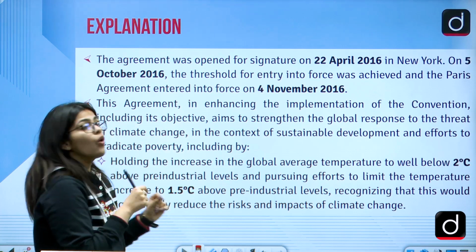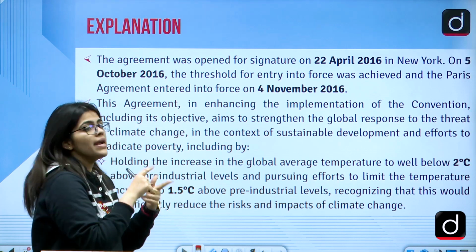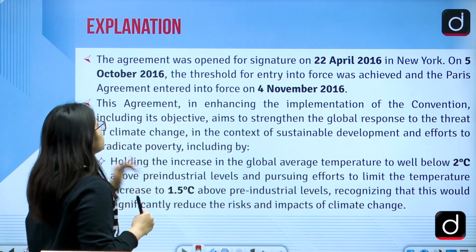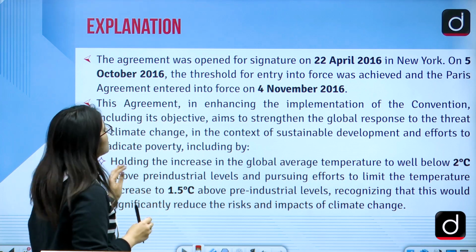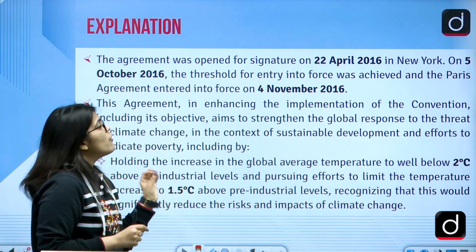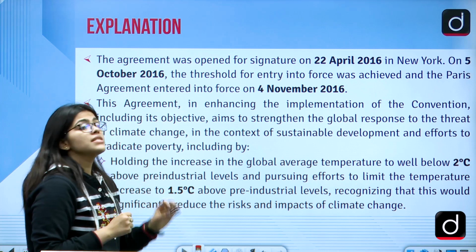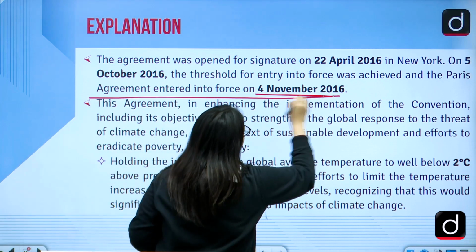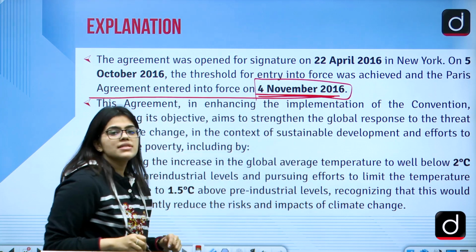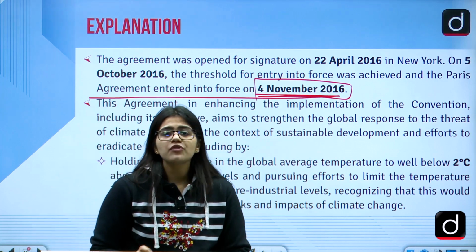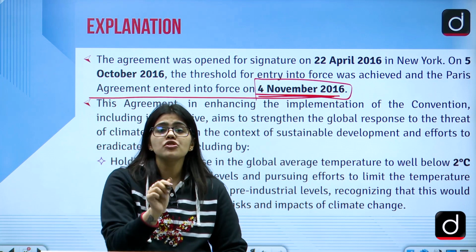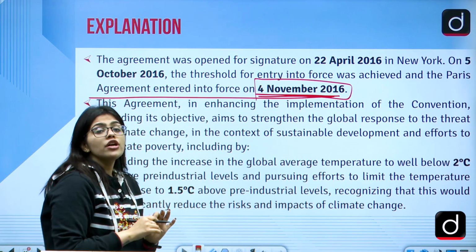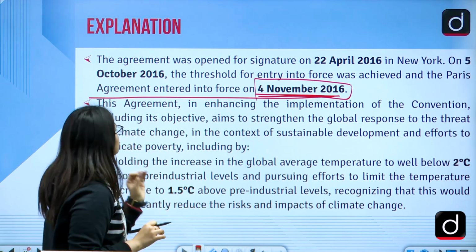The agreement was opened for signature on 22 April 2016 in New York. On 5th October 2016, the threshold for the entry into force was achieved, and the Paris Agreement entered into force on 4th November 2016. So you don't have to remember all the dates, but you should know when it came into force. It came into force on 4th November 2016.